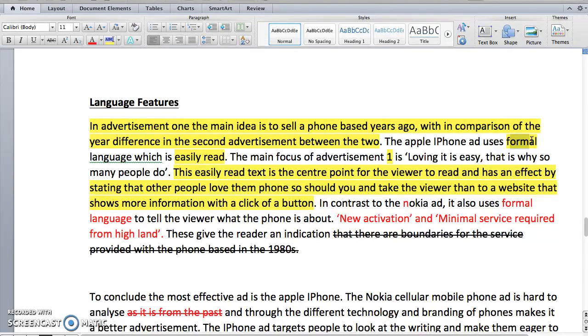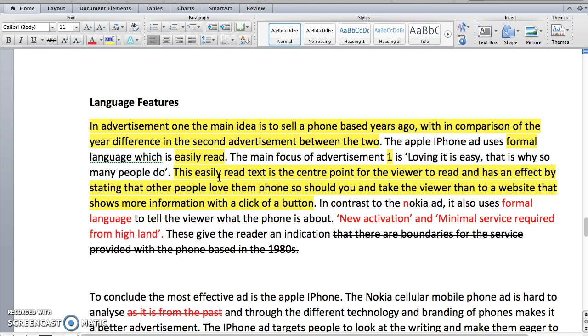What are you saying here? The font is easy to read, or the language is easy to understand? Two different things. Loving it is easy. That's why so many people do. Seems to me like simple, colloquial language, which creates a chatty relationship between the audience and the phone. So what are they doing? They're breaking down that barrier, that technological barrier between their audience and the phone.